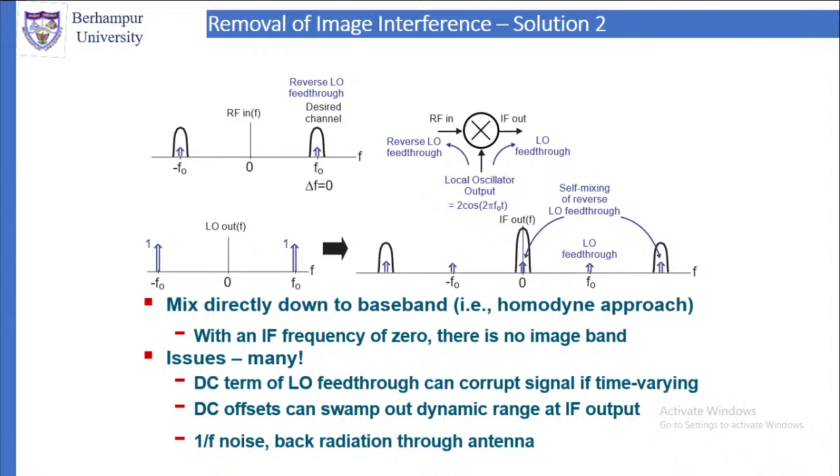Now what are the issues? The first issue is that instead of heterodyne, it becomes homodyne. That is the first issue. There will be a DC term of LO feedthrough, which can corrupt the signal. It is a time varying signal. DC offset can swamp the dynamic range of the IF output. Then 1/f noise and back radiation through the antenna, all these are possibilities.